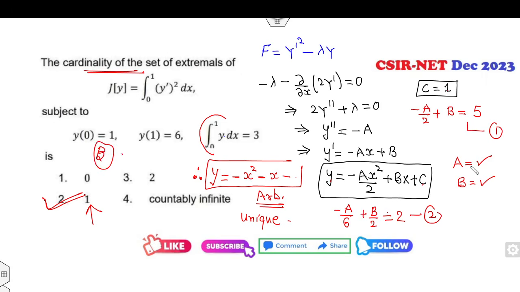That's why I'm saying there is no need to write the exact value of A and B. We can obtain the value, but we don't need the exact value.